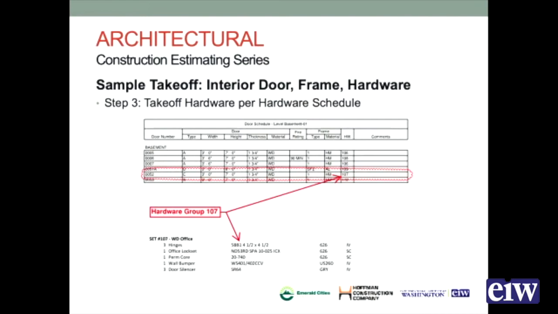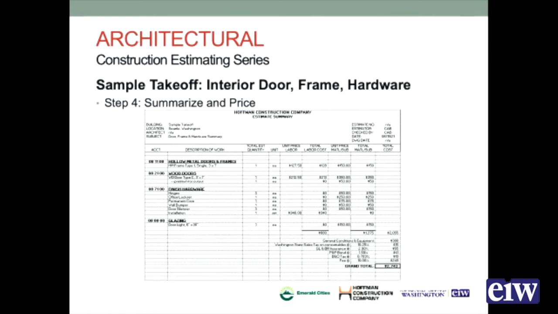So then we'll look at, hey, what is in hardware group 107? Well, it's got 3 hinges, it's got an office lock set, it's got a permanent core, it's got a wall bumper, and it's got 3 door silencers. And we've got 1 set of hardware group 107. We'll go summarize those quantities to price them out.